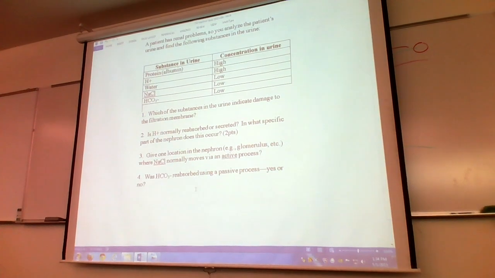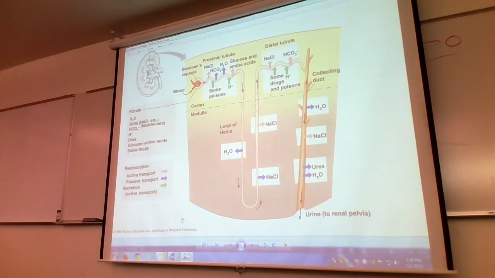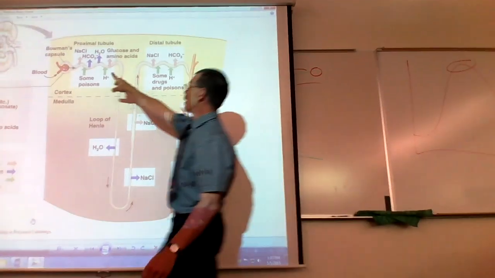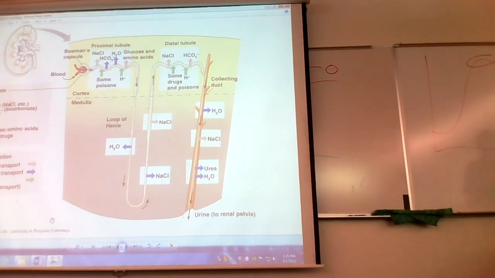And our last question is, was HCO3 reabsorbed passively? Yes or no? Let's go back to our picture. Yes. You can put yes or no because it's both, right? HCO3 is passive here, active there. I didn't specify, so I'll do the yes or no.